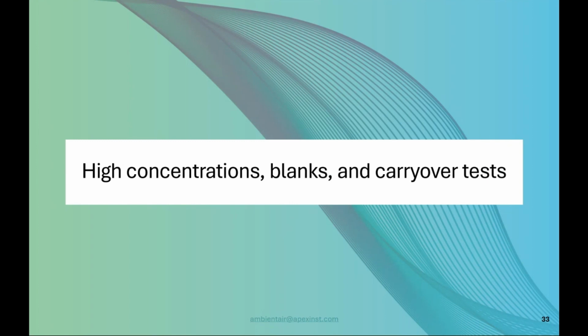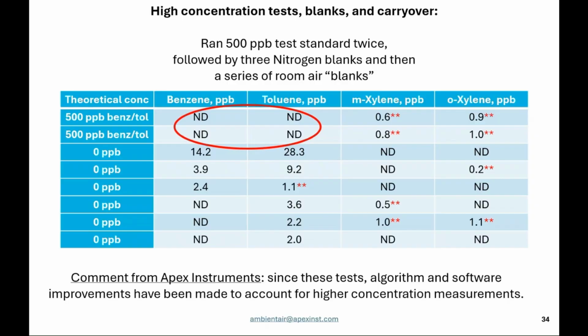This last set of tests looks at a high concentration sample followed by blank runs, so looking at carryover effects for high concentration runs. For this particular set of tests, 500 parts per billion of a test standard sample can was run twice, followed by 3 runs of nitrogen-only blanks, and then subsequently multiple runs of room air blanks, so just ambient air from the laboratory.